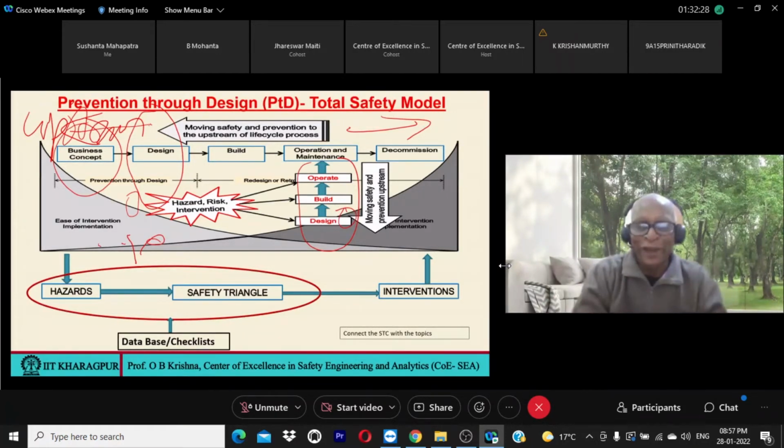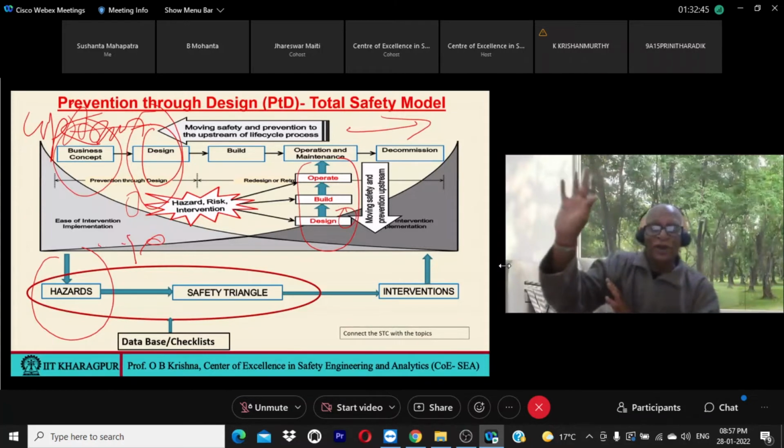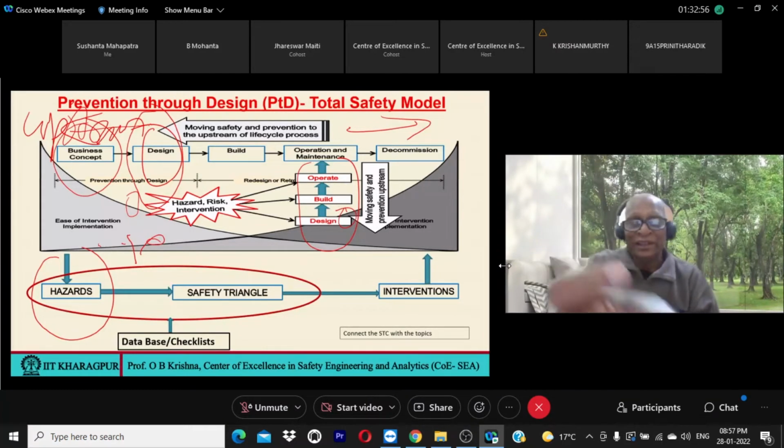So for this, what is required? You should have knowledge about the hazards. You should be able to assess the hazards of all the things which you are designing. On the drawing board, you should be able to assess the hazards. What is going to come in the operation? People with low skills will be operating. Hence, I should put a system in such a way that even low skilled people can operate it, at the design stage.